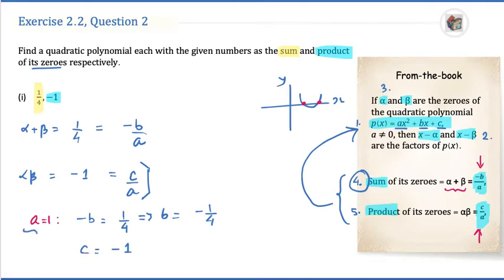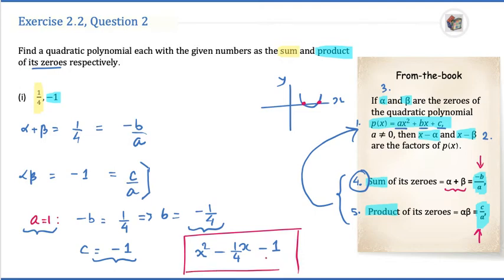Now you have the three coefficients that you were looking for, a, b, c. The quadratic polynomial here is: a is 1, so 1x squared, b is negative 1 by 4, so minus 1 by 4 x, and c is minus 1. This is just one such polynomial. This is not the only polynomial in the world which is going to have this sum of zeros and this product of zeros. Why? Because I fixed a random value of a here. Somebody else might choose a different value of a.